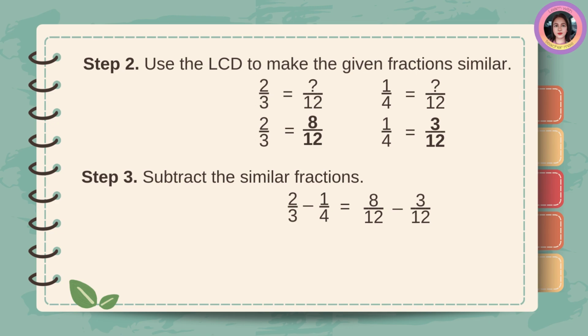Step 3. Subtract the similar fractions. 2/3 minus 1/4 is equal to 8/12 minus 3/12. Subtract the numerator 8 and 3. 8 minus 3 is 5. Then copy the denominator 12. The answer is 5/12.